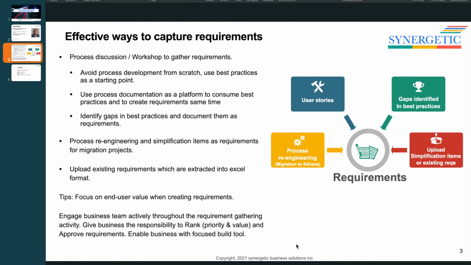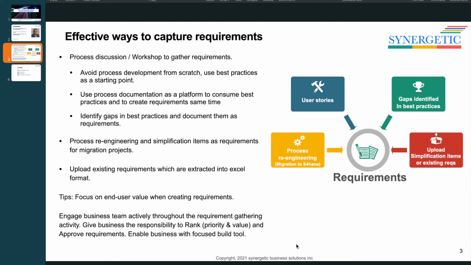And the next comes all the process reengineering items, especially in the case of migration projects. Process reengineering items are basically the business process redesigns which you want to do to take advantage of the rich business processes available in S4HANA. So you can create them as requirements. For that too, you can use process documentation as a platform. So you can take an existing business process and see what's in S4HANA for that business process.